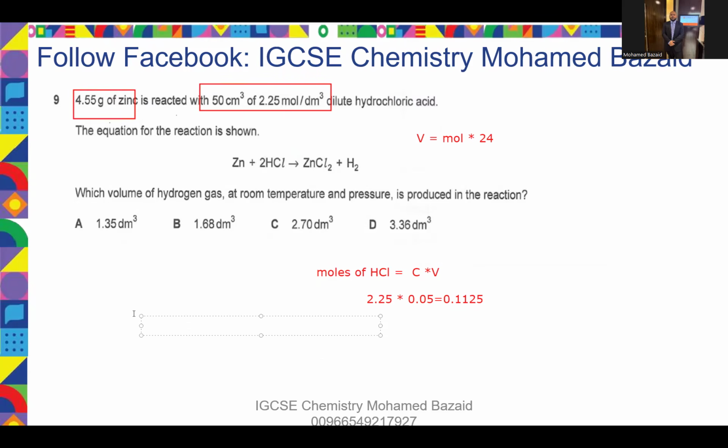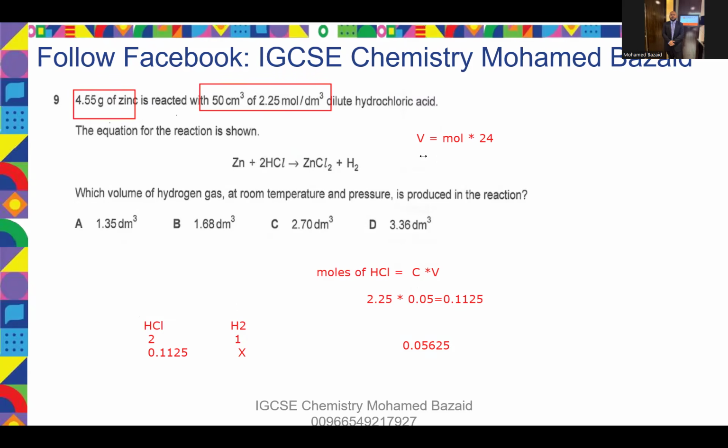Now I will make mole-to-mole ratio between HCl and hydrogen. From the equation, mole-to-mole ratio is 2 to 1. I know moles of HCl, it is 0.1125. So what is the moles of hydrogen? It is unknown. Let's say it is X. So by cross multiplication will be 0.1125 multiply 1, then divide by 2. It will be 0.05625. So this is the number of moles of hydrogen from mole-to-mole ratio.